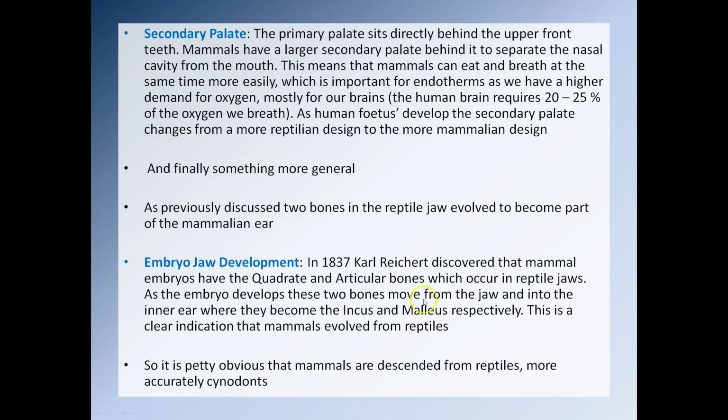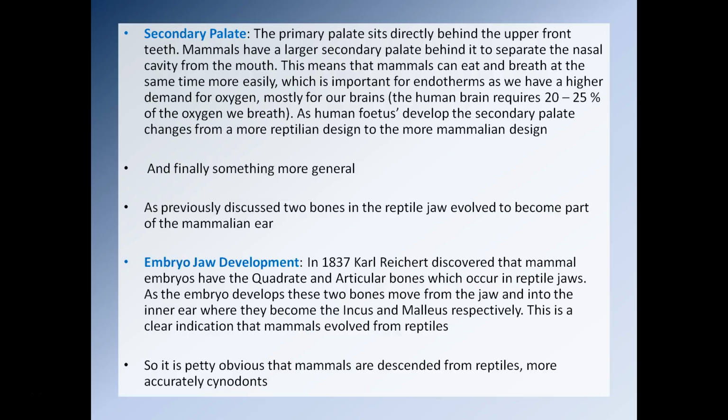So if we go back, we now have the final point that we note. So the final observation is something a bit more general. As previously discussed, we have these two bones in the reptile jaw that evolved to become part of the mammalian ear. So when we look at the development of embryos, we can begin to see some similarities between mammals and reptiles. So in 1837, a gentleman called Carl Reichardt discovered that mammal embryos have a quadrate and articular bone in their jaw when they are initially growing in the womb.